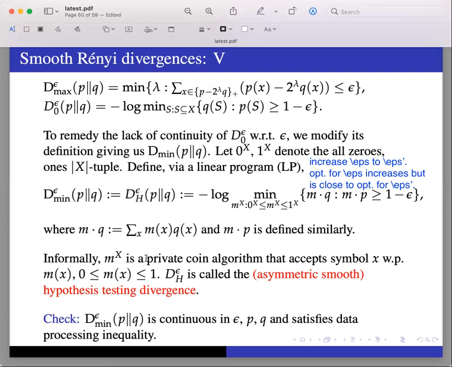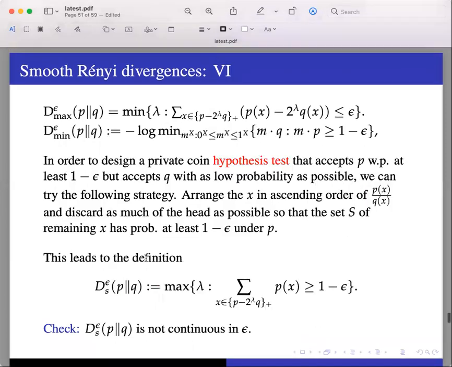Further questions? If not, let's go ahead. So these are my two workhorse quantities, D epsilon max and D epsilon min. Now let me define a few more technical divergences.